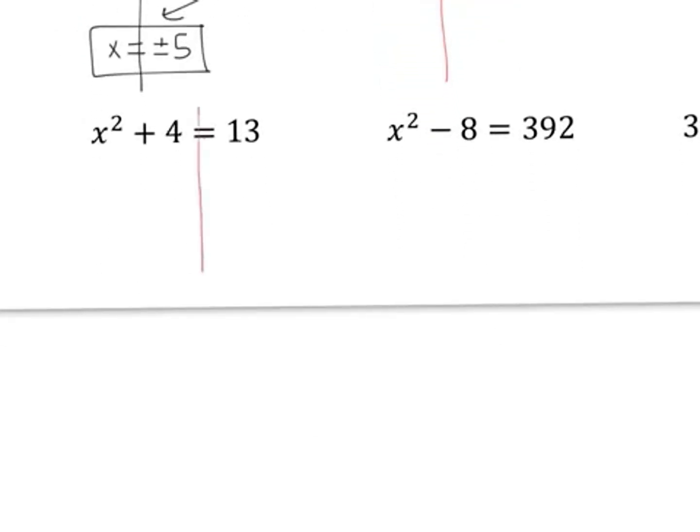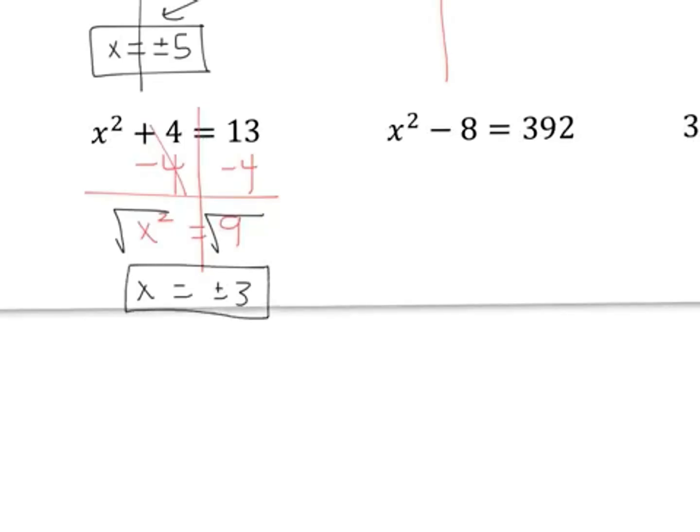Okay, now before I can get to my variable x here, I have to get rid of this 4. So I have to subtract 4 from both sides. When I do that, I'm left with x squared equals 13 minus 4, which is 9. And now to undo something being squared, I will take the square root. When I take the square root of something being squared, those two operations are inverse operations and they cancel out. So I'm left with x equals plus or minus 3.